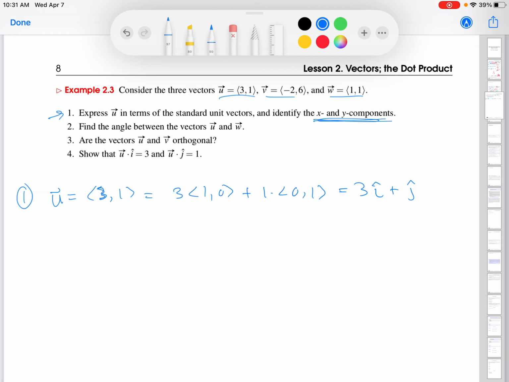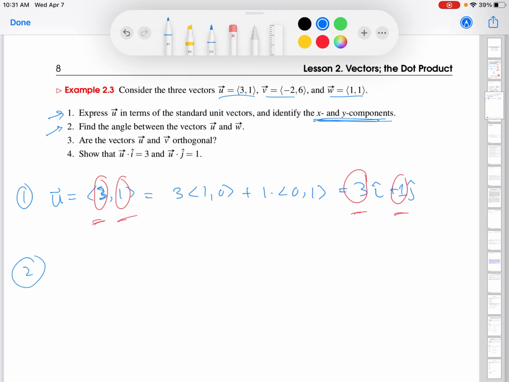You'll notice that the numbers that go here are the same numbers as the components of the vector u. And that's not a coincidence, and that's kind of the point of this example: the x and y components of the vector are the x and y components of the standard unit vector representation. So this 3 goes in front of the i-hat because this is the x component. This 1 goes in front of the j-hat because it's the y component. And that's one thing that we learned from this example.